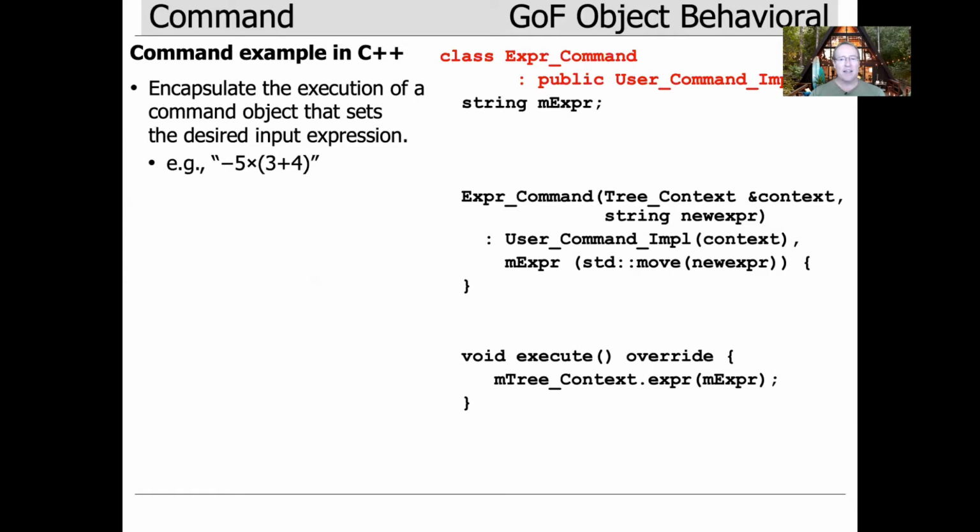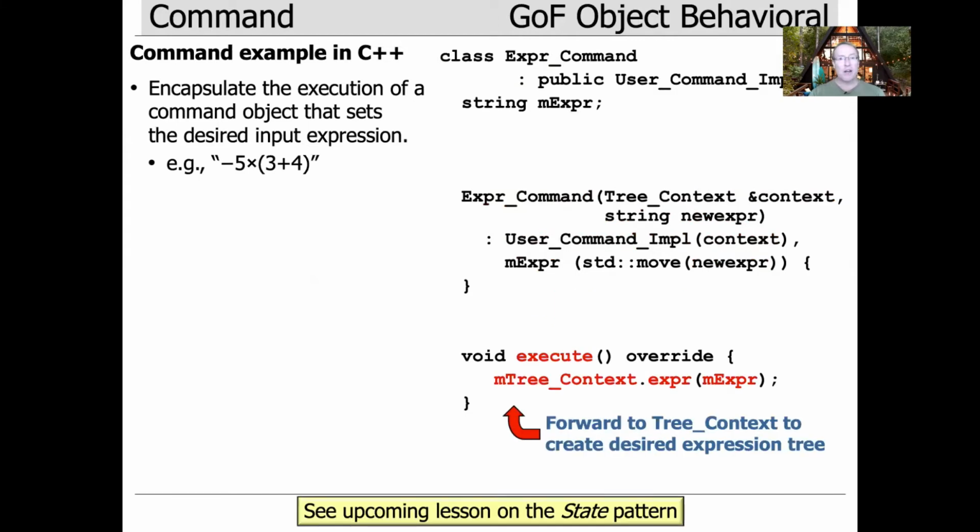So ExprCommand is a UserCommandImpl, and it's going to store the string that is passed in by the user through a GUI or through a command line interface and so on. And then it's going to have an execute method that's going to forward the request to the underlying tree context to be processed. How this works: we keep a string that's the requested expression. We have a constructor that takes a context and the string that contains the expression, and we call up to the superclass, up to the base class, and pass in the context, because that's what's defined right there. And then we take the string and move it into our data member to keep track of the string containing the user expression request.